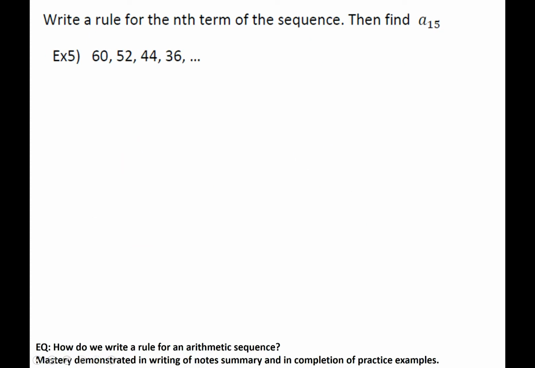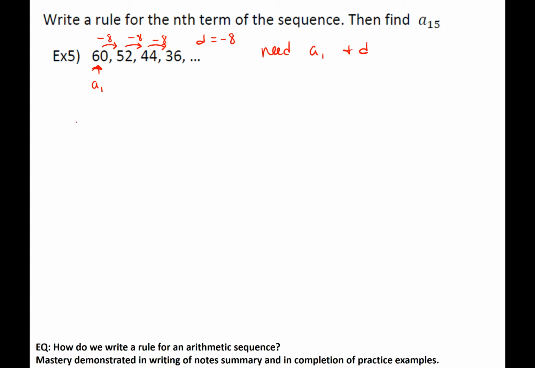On to the next one. Again, same basic idea here. We're trying to write the rule, which means, again, we need a sub 1 and d. So a sub 1, that should be the easiest question ever. There it is, a sub 1, the first term. And then the common difference, it looks like this time I am subtracting 8. Subtracting 8, subtracting 8. So my common difference is negative 8.